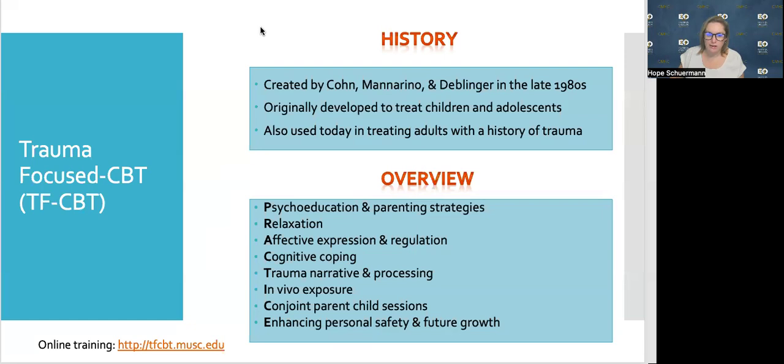I actually received this training through my first job. I was working as a school-based mental health counselor after Hurricane Katrina. And as you can imagine, there was a lot of trauma in the schools for multiple reasons. Our agency brought in someone to train us in TFCBT. That is one benefit of sometimes working for agencies versus private practice, is they may be more willing to invest in your training versus you having to pay for it all yourself. TFCBT was originally developed to treat children and adolescents. However, it's also used with adults today.